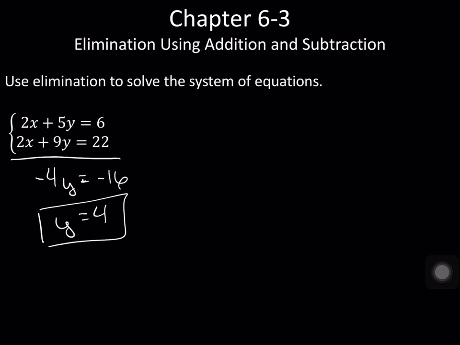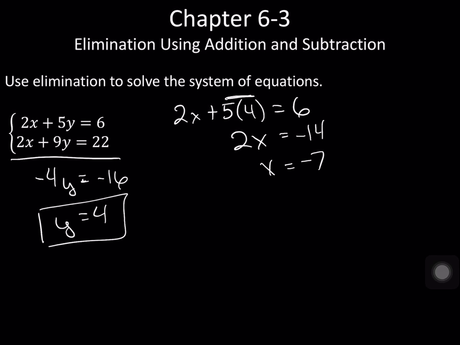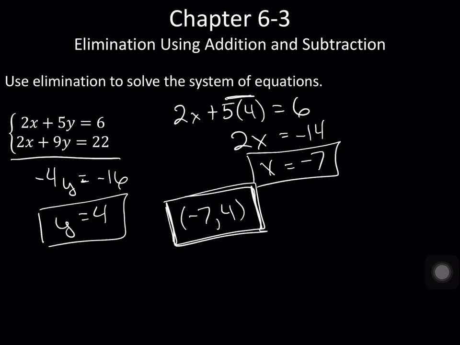Okay. Step 3, take it and plug it back into one or both of those two original equations to find out what x is. So 2x plus 5 times y, which is 4, has to equal 6. So then 2x equals, so this is 20 subtracted from both sides is negative 14. So x equals negative 7. And there's our solution, negative 7 and 4. Again, this can be checked in both equations. It could be graphed. It could be a number of ways that we could check this. But there we go. Now, let me give you one to try.